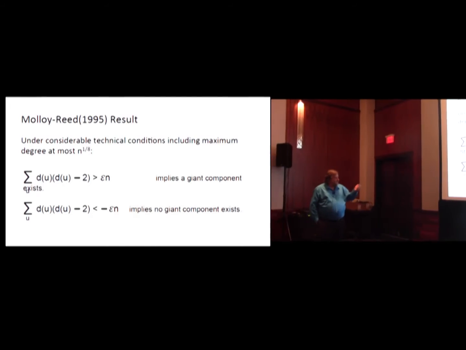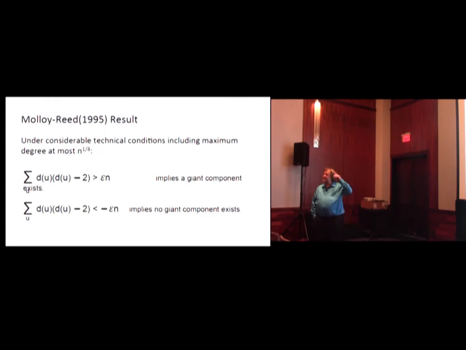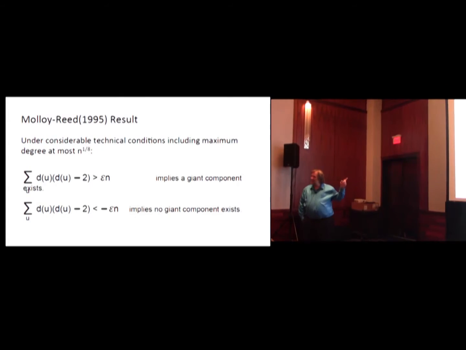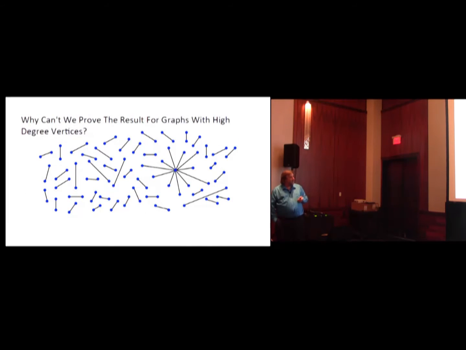For a long time, because as we've seen, the interest in this problem often comes from networks where the degrees are high, like have a power law distribution, we actually want to be able to handle the high degree case. So the question was, what happens when you have vertices of high degree? Why can't we prove this result when you have vertices of high degree? And the main reason you can't prove the result is because it's false.